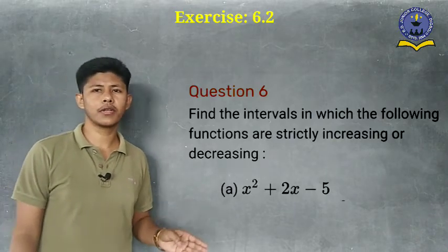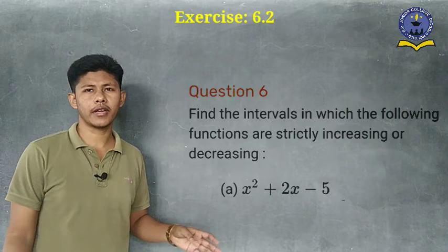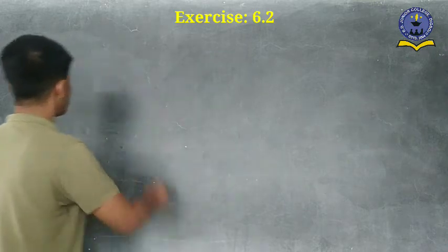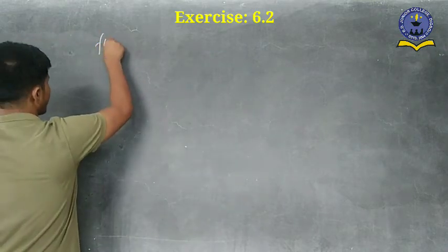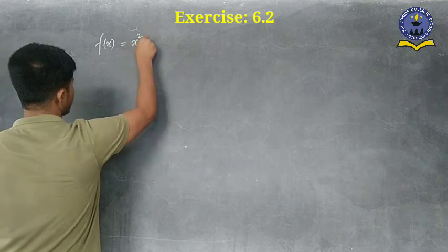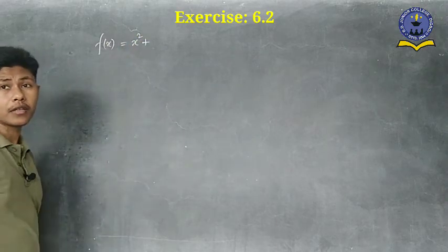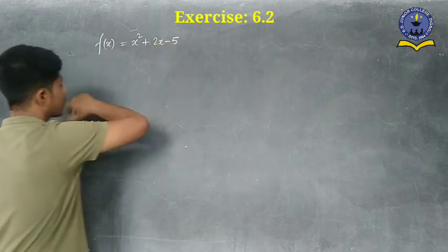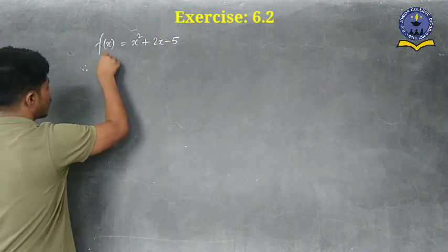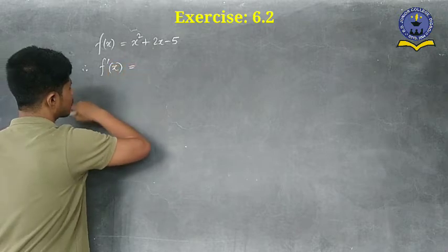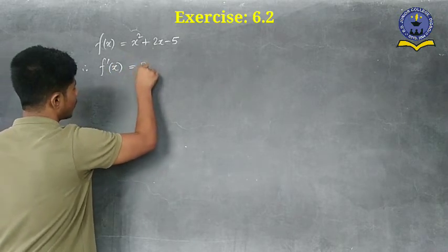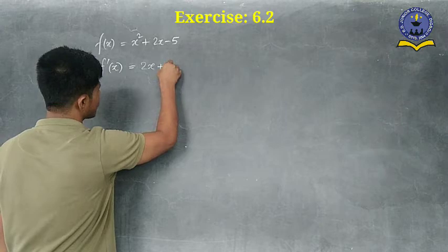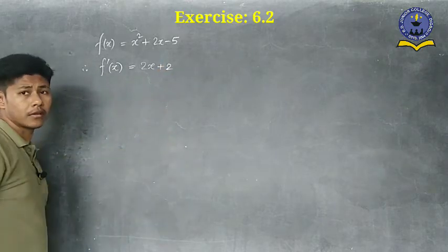So easily we can solve this one with the help of the wavy curve method, isn't it? First of all, we have to consider the function. The function is given: f(x) equals x square plus 2x minus 5. Is it clear? Therefore f dash of x equals, obviously, 2x plus 2. I think all of you understood this one.